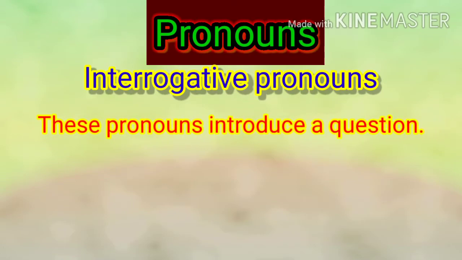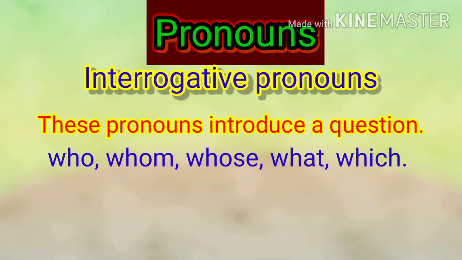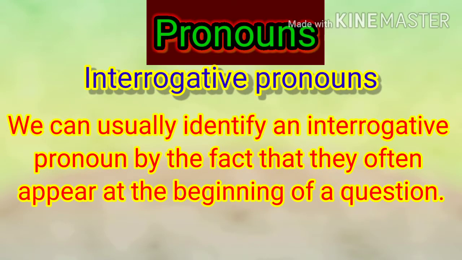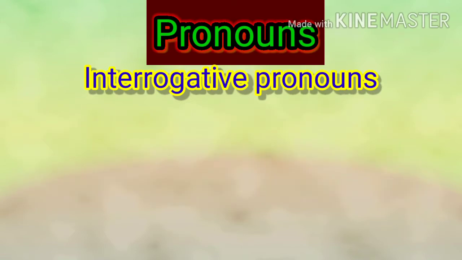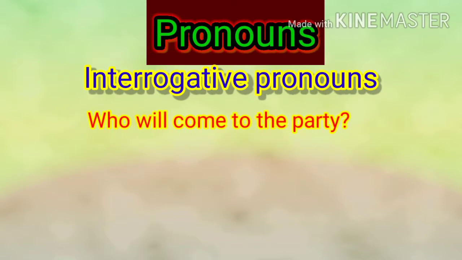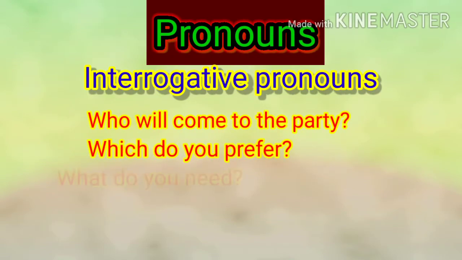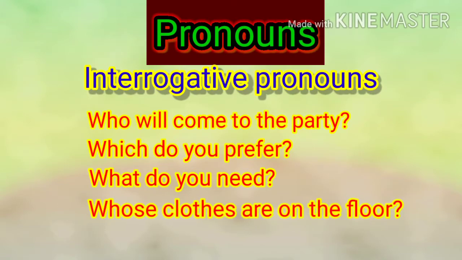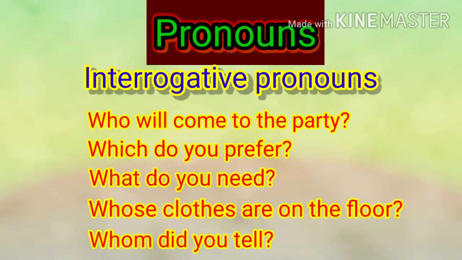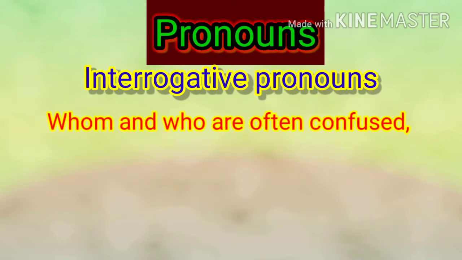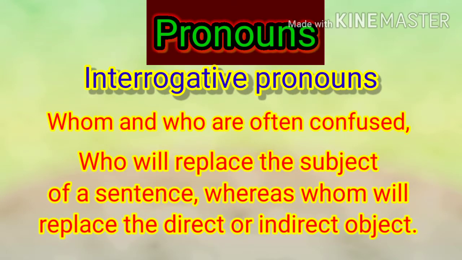Next type is interrogative pronouns. These pronouns introduce a question. Examples include who, whom, whose, what, which, WH words basically. We can usually identify an interrogative pronoun by the fact that it often appears at the beginning of a question. Like in sentences we can say: who will come to the party, which do you prefer, what do you need, whose clothes are on the floor, whom did you tell. Whom and who are often confused. Who will replace the subject of a sentence, whereas whom will replace the direct or indirect object.